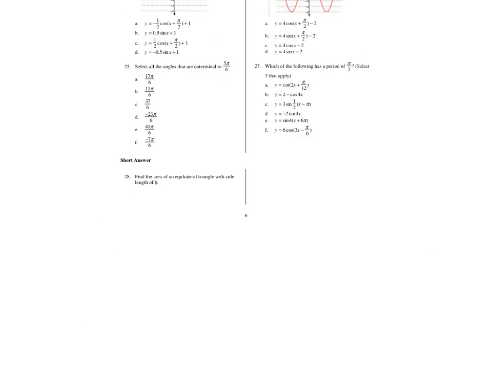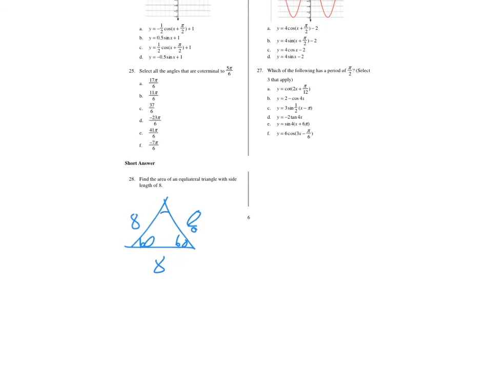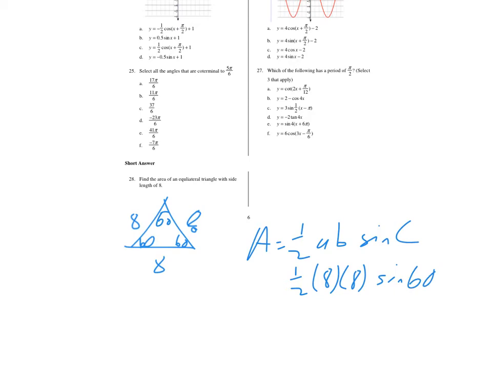All right, next up, number 28. So for this one, the area of an equilateral triangle with side length 8. So I know these are all 8, and then we know that this is 60 all the way around for an equilateral triangle. So then we're going to do area equals 1/2 AB sine C. It doesn't really matter here because all of these are the same, so we know it's just got to be any angle in between the two sides, so it doesn't really matter which one you call here.